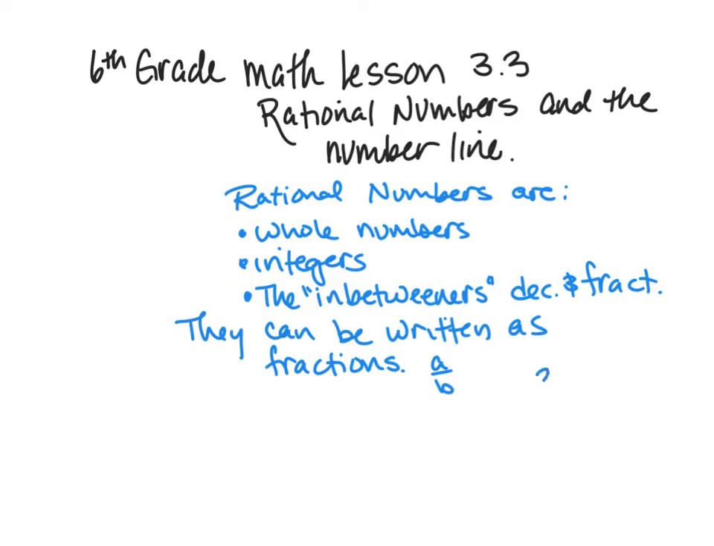So let's say I have the number 2. I can write that as a fraction, 2 over 1, right? The decimal 0.25. Well, you know 25 cents is 1/4. That can be written as a fraction. So those all fall under rational numbers.